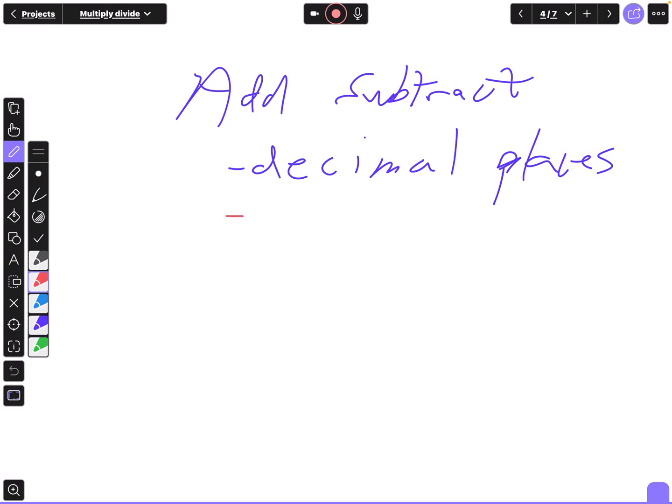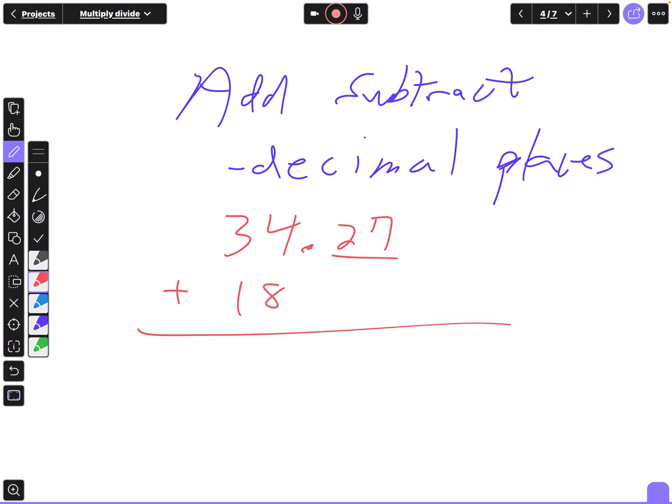So if I had 34.27 plus 18, we have to go with the number with the least amount of decimal places. This top number here has 2 decimal places. This number here has 0 decimal places, so our answer needs to be to no decimal places.